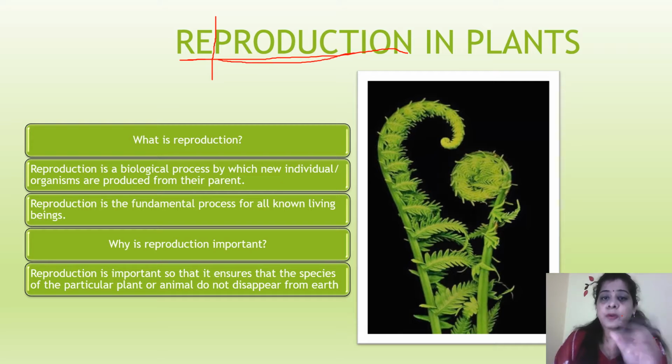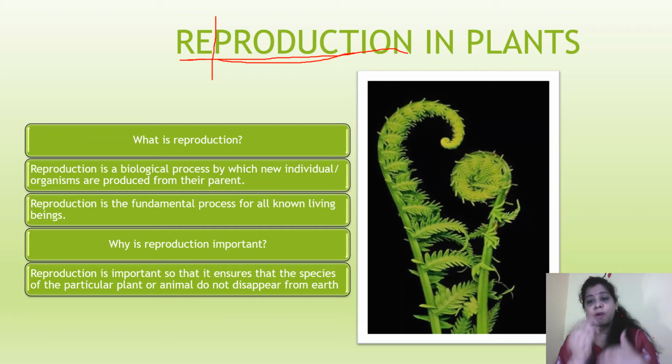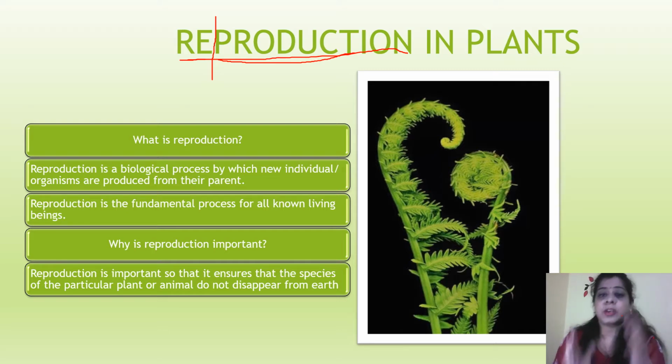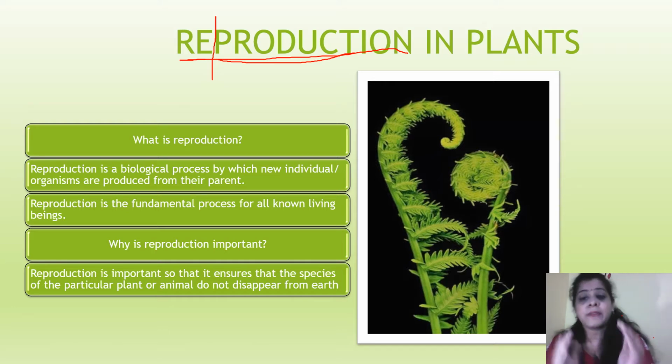Production means produce something new. So when new offsprings are being produced from the parent plant, that is called reproduction. Reproduction is also there in animals, but today we'll only confine our topic to reproduction in plants.